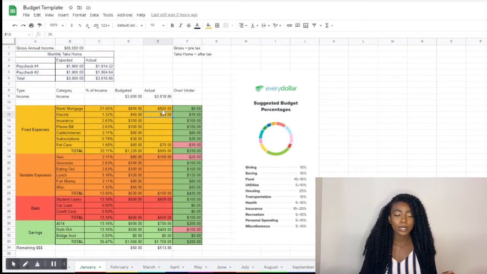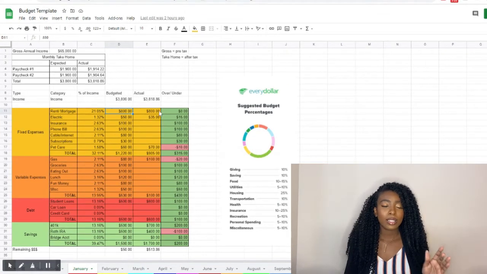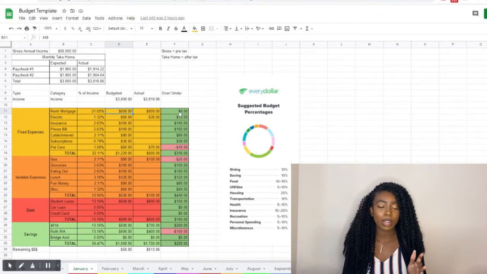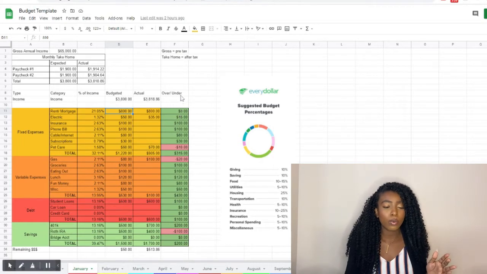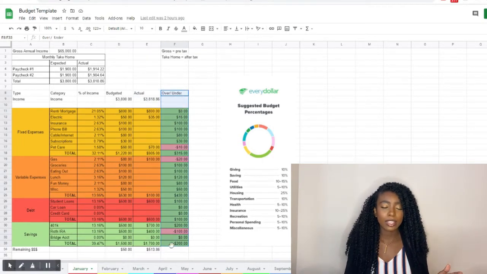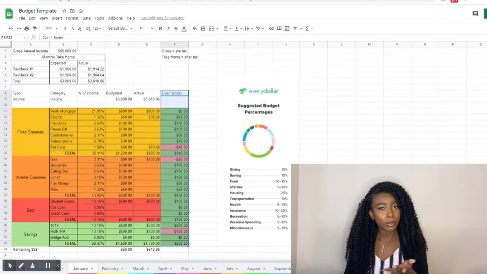What you're going to want to do is put in what you actually did pay each month. So if you budgeted 50 but only paid 35, you're going to put in what you actually paid each month in that column. So the last column that I wanted to point out was my over/under column. And this will show you how much you were over budget and how much you were under budget.